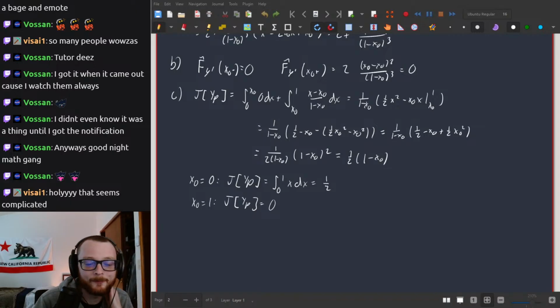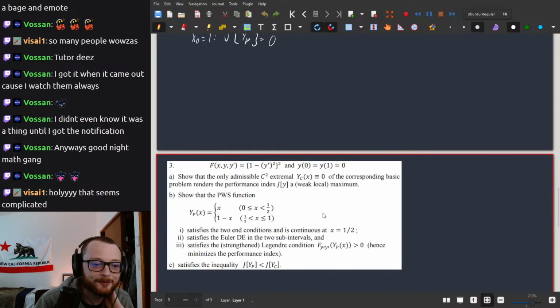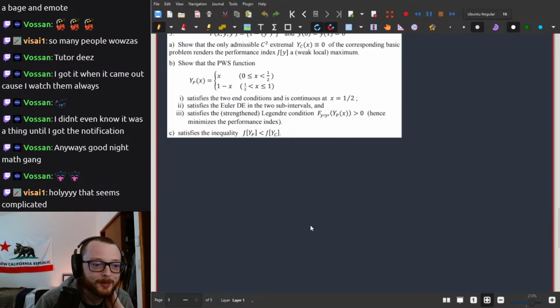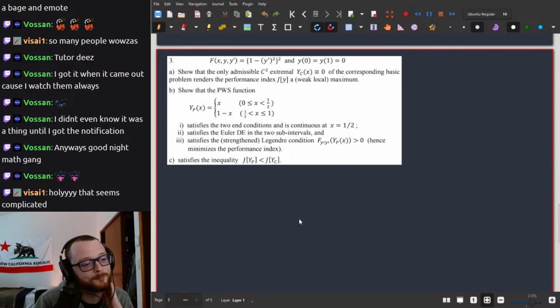Oh yeah. So this is... it's honestly not as bad as it looks. It's just certain types of math always look really crazy. This is a type of math called calculus of variations.